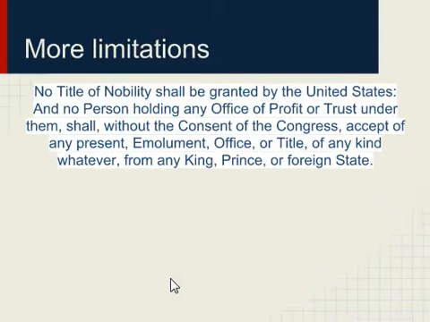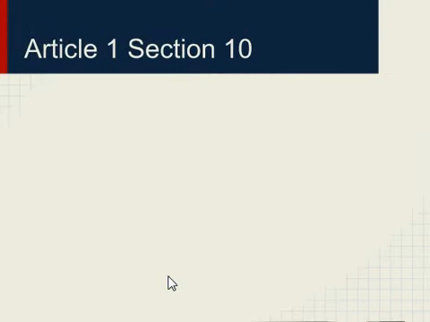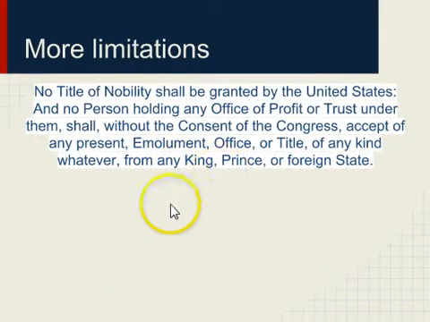No title of nobility shall be granted by the United States, and no person holding any office of profit or trust under them shall, without the consent of Congress, accept any present, emolument, office, or title of any kind whatsoever from any king, prince, or foreign state. So if you're in federal office, you can't be granted a title from another country. You're going to be obligated to your role in the United States.